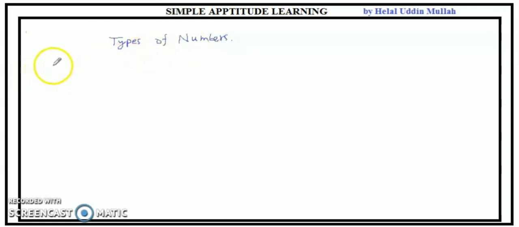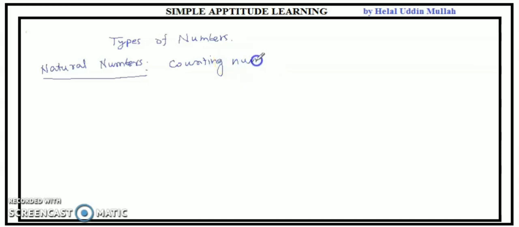In types of numbers, we first get to know about the natural numbers. Natural numbers are the counting numbers that include 1, 2, 3 up to infinity. So we have infinitely many counting numbers. Natural numbers are a set of infinite numbers.